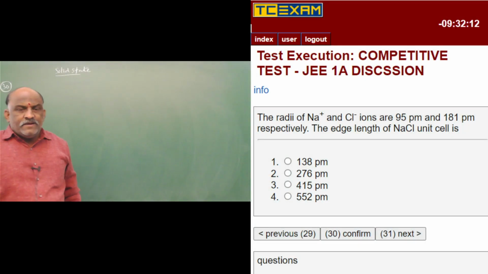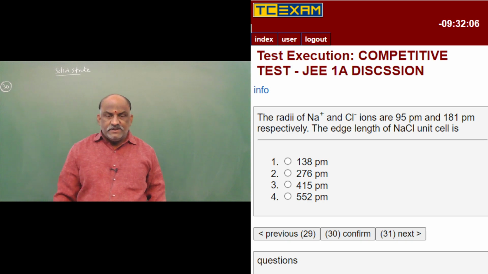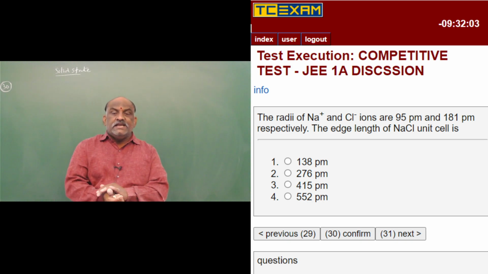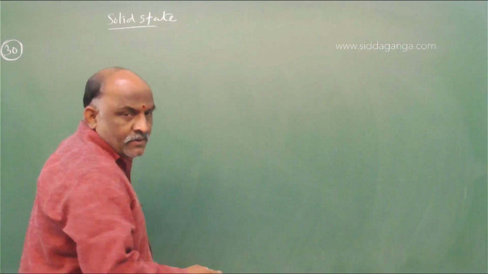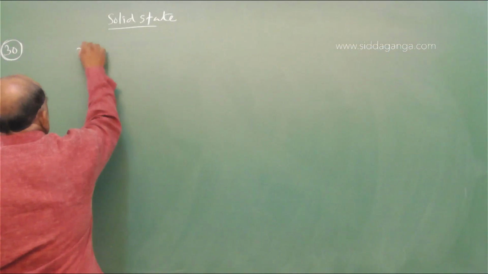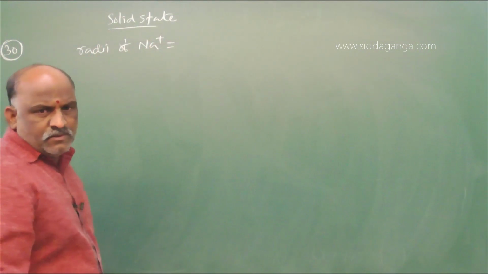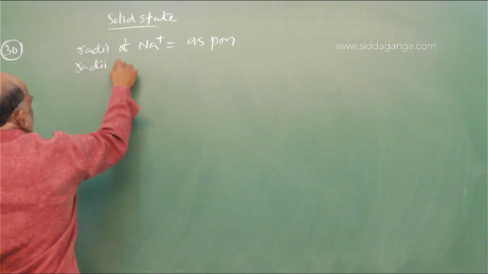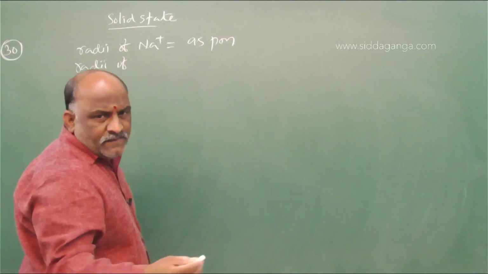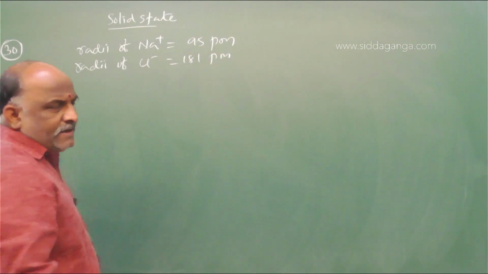The radii of Na plus and Cl minus ions are 95 picometers and 181 picometers respectively. The edge length of the NaCl unit cell is? This is a very important and common question. So here, radius of Na plus is equal to 95, radius of Cl minus is 181, and you have to calculate the edge length of NaCl.